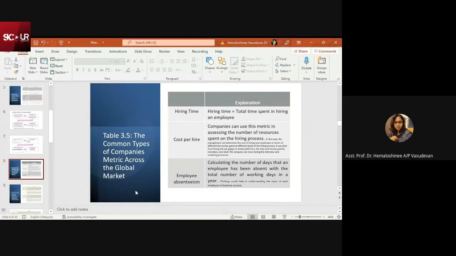So what about others? Surely you also have this kind of experience. Can anyone share their experience about what actions HR will take for employee absenteeism?